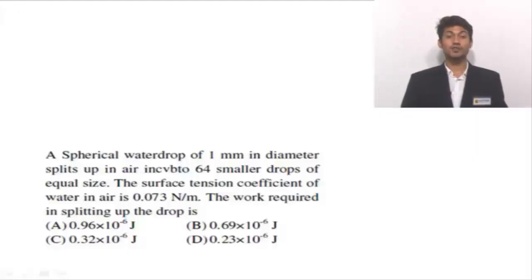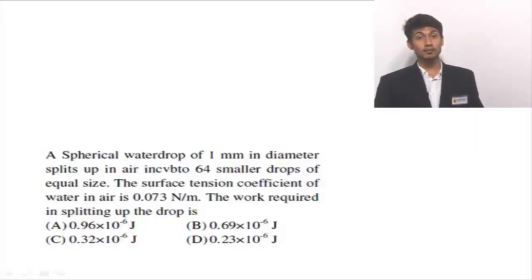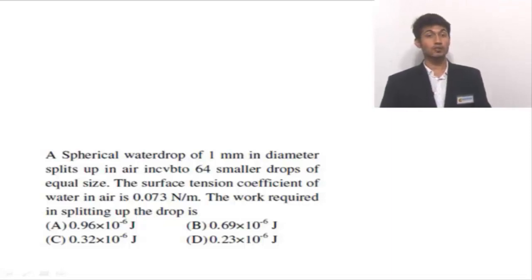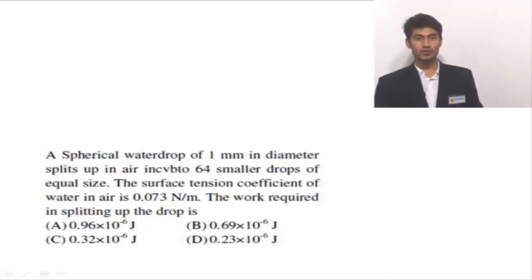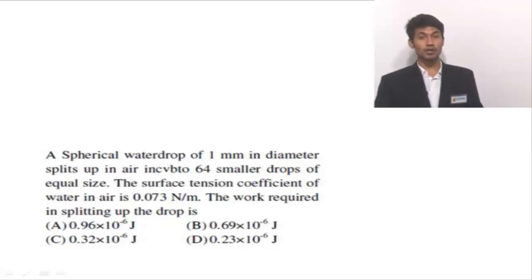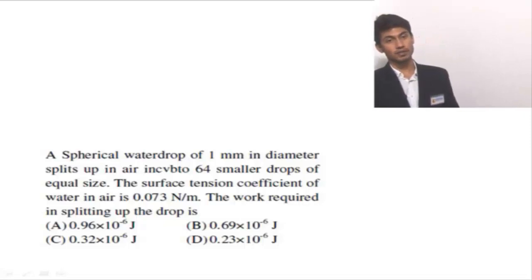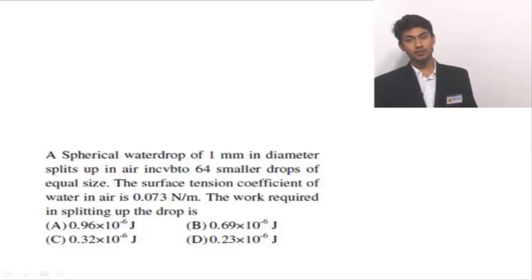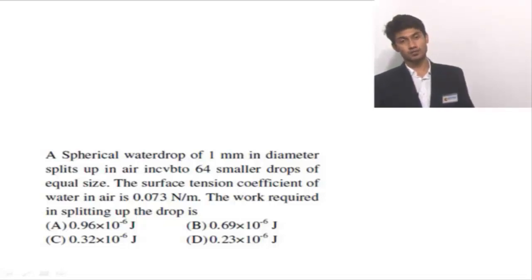The question is, a spherical water drop of 1 mm in diameter splits up in air into 64 smaller drops of equal size. The surface tension coefficient of water in air is 0.073 Newton per meter. The work required in splitting up the drop is: A 0.96 into 10 power minus 6 joules, B 0.96 into 10 power minus 6 joules, C 0.32 into 10 power minus 6 joules, D 0.23 into 10 power minus 6 joules.